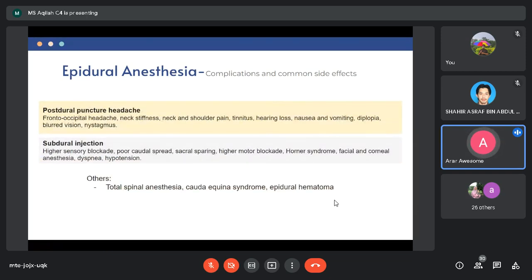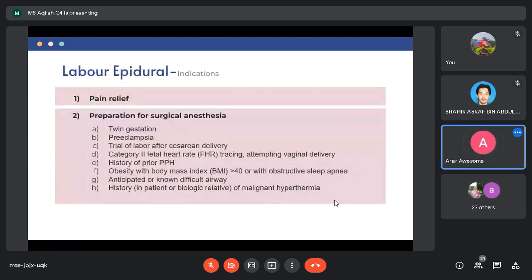Next. And then postdural puncture headache. It can occur in epidural anesthesia, but is more common in spinal anesthesia. Also subdural injection, when we inject in the subdural space. It can lead to higher sensory blockade, poor caudal spread, sacral sparing, higher motor blockade, and Horner syndrome. Others, it can lead to total spinal anesthesia, cauda equina syndrome, and epidural hematoma. Next.